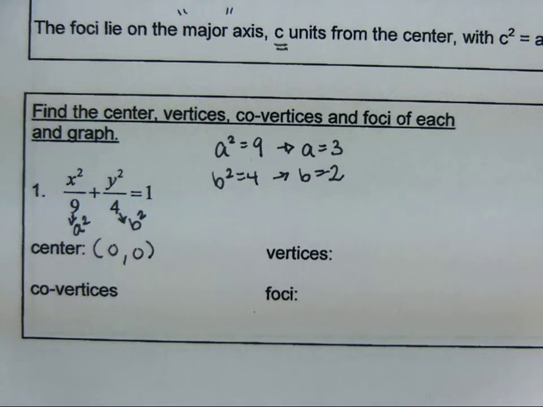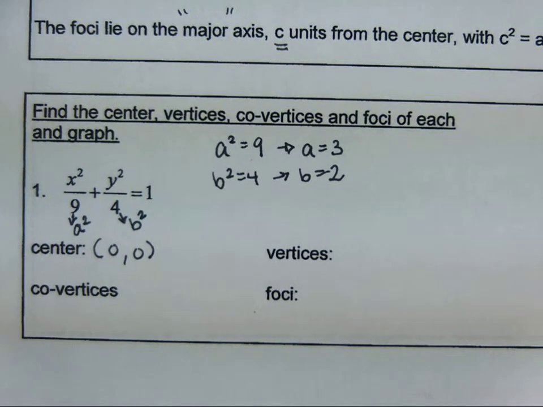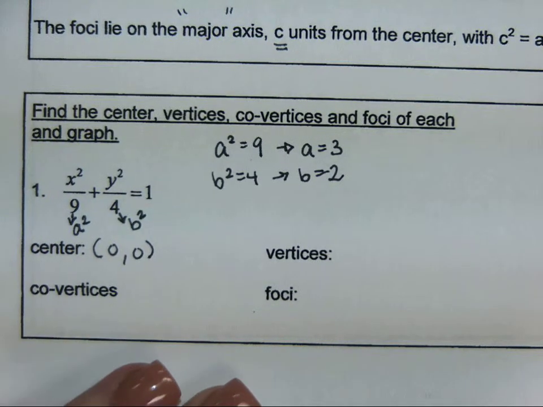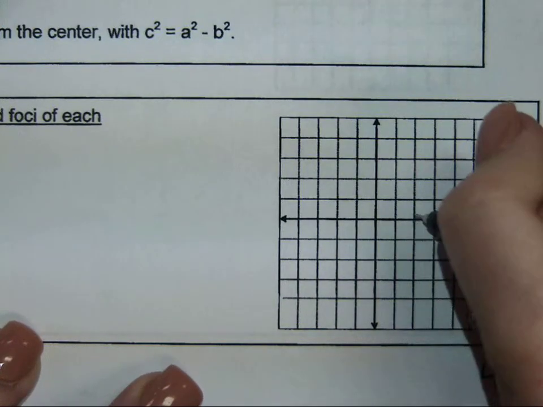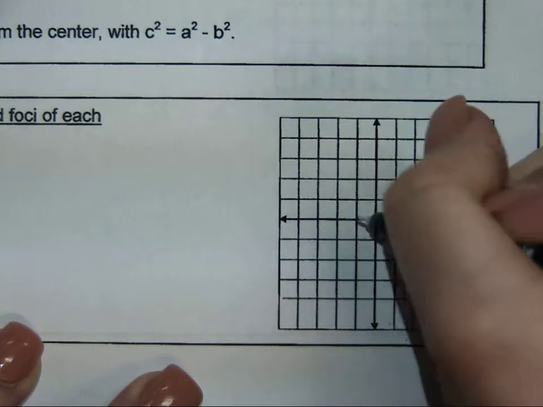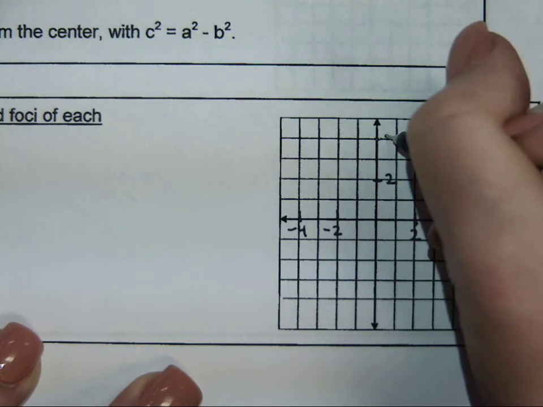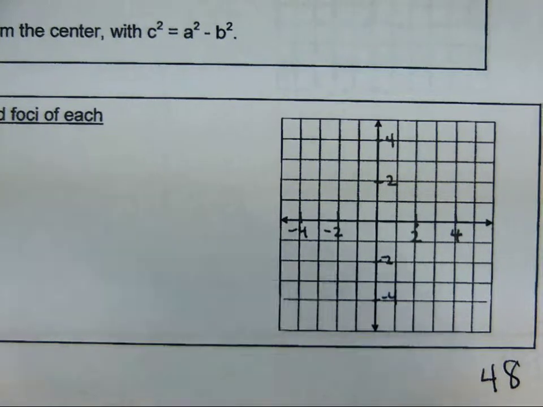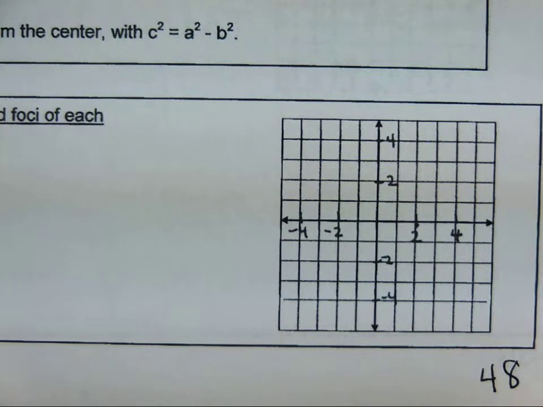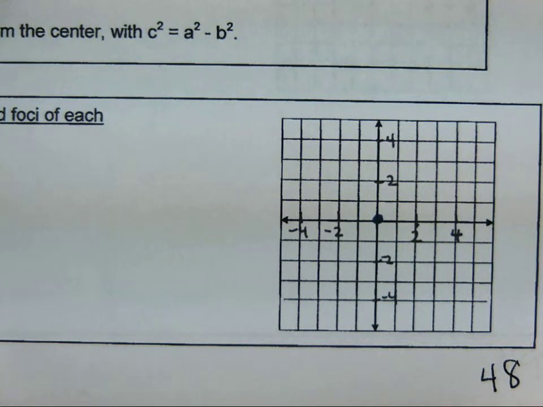There are a couple of different ways to graph this. I'm actually going to identify these vertices, co-vertices, and foci in a minute, but let's move over here to this graph. I'm going to label my graph so that I can see some values here. I don't want to eyeball anything, so I'm just going to label the 2's. Again, you want to put your center on the graph, and then your major axis.